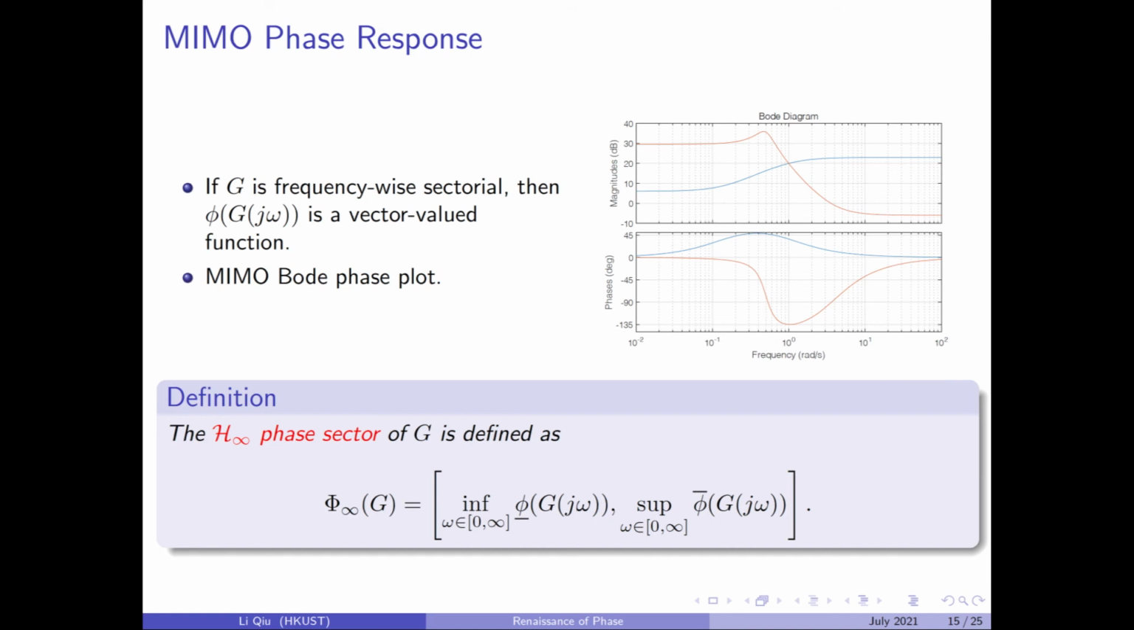So corresponding to the H infinity norm of the system, now you have an H infinity phase sector. You can actually read out the phase sector from the phase plot. You just look at the horizontal line from below, and look at the horizontal line from top. You just try to squeeze as much as possible. Then indeed you get this here. And this is in a similar way as the H infinity norm, which can be read out from the Bode magnitude.